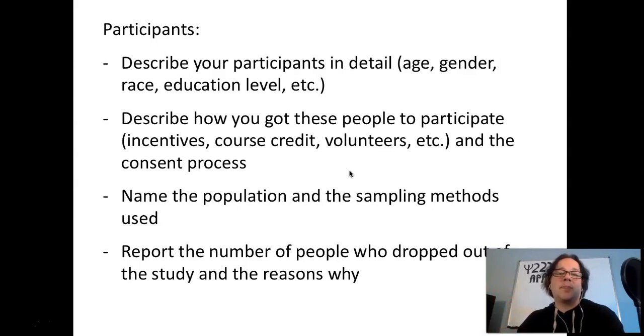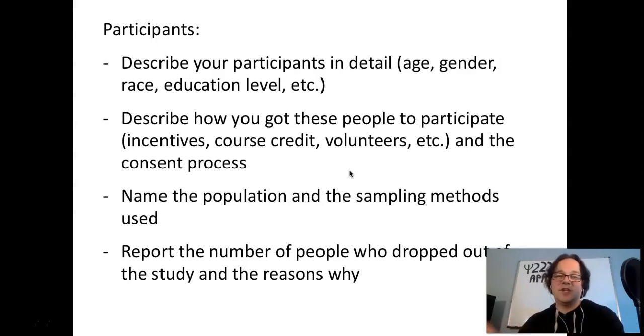Most of the time we use convenience samples, meaning that we don't have a truly randomized process of picking our participants. So we still want to describe, though, how we recruited our participants. So did we put ads in the paper? Did we put ads on Facebook?